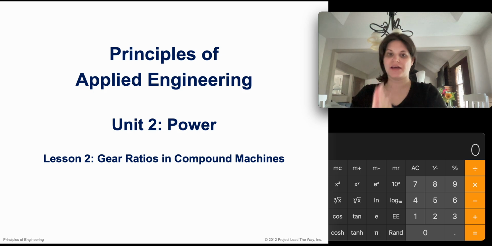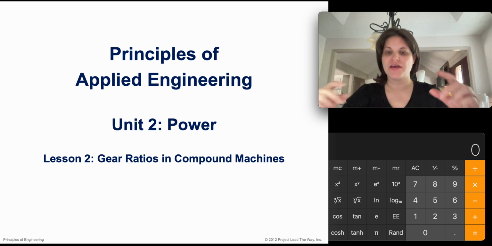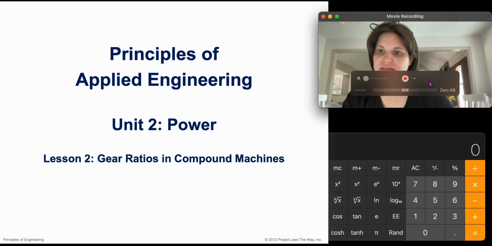Okay, on to lesson 2. This is about gear ratios in compound machines. So we started to see a little bit of that gear train that was spaced out. Now we're actually going to be combining with other gear trains or even with other simple machines. So let's get started.